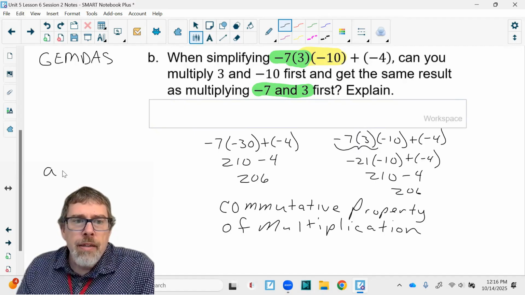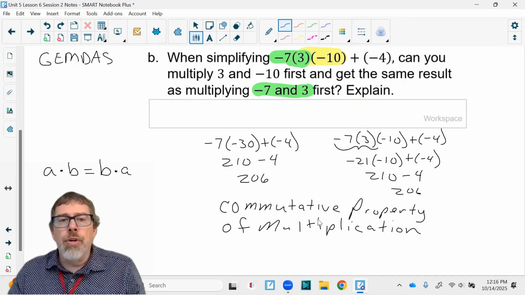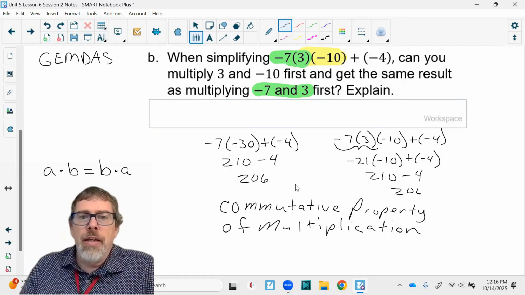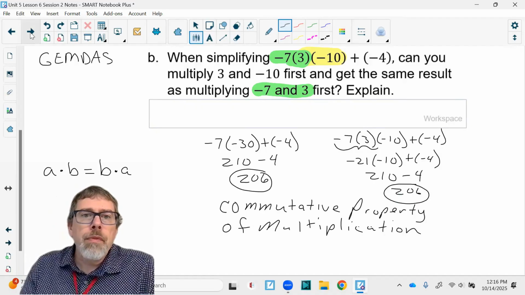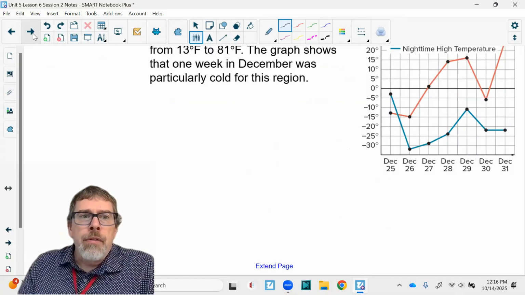And what that states is A times B equals B times A. In other words, order does not matter. And obviously, that comes out to be true. Okay.